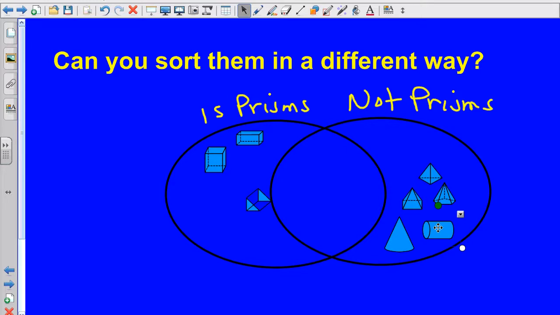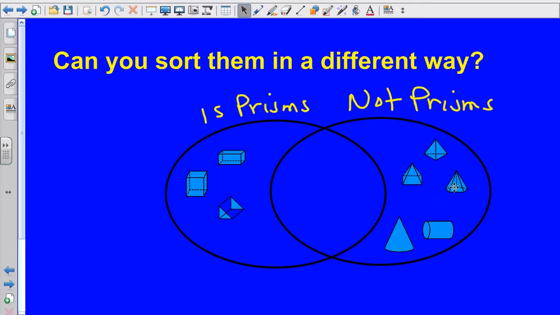Are you done? Okay, you know what? Her categories that she created were prisms and not prisms. These three are the only prisms that are there. Everything else is not a prism. These are not prisms.